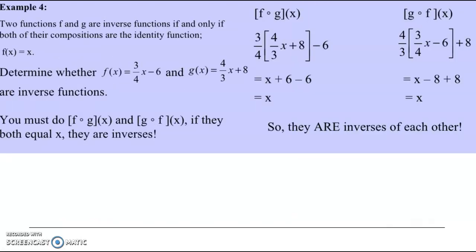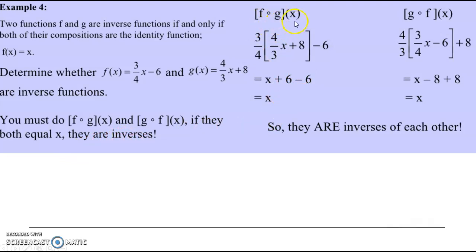In another example, we have two functions, f and g, that are inverse functions if both compositions are the identity function: f of g of x equals x. So basically, we will have two functions, and we will have to see if they are inverse to each other. And how to know that? If both of them equal x, that means they are inverse. You must do f of g of x and g of f of x. So they both equal x. They are inverses, as I said.